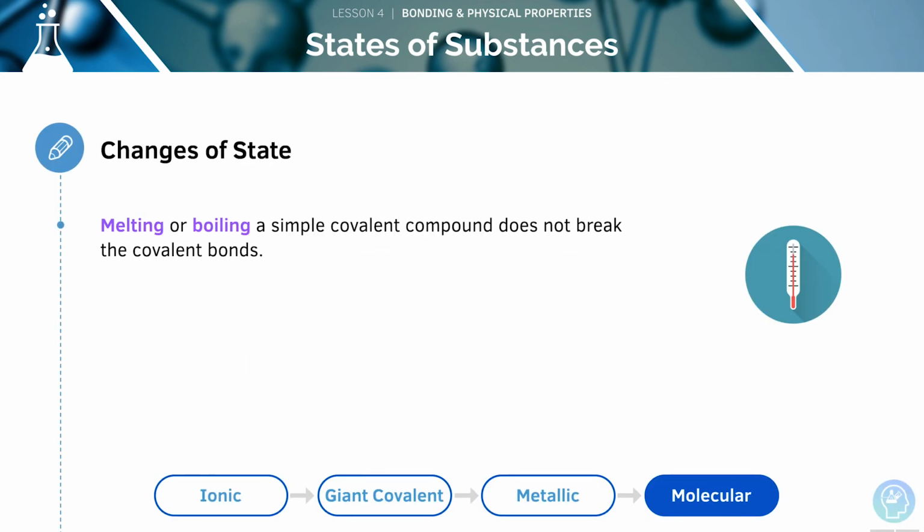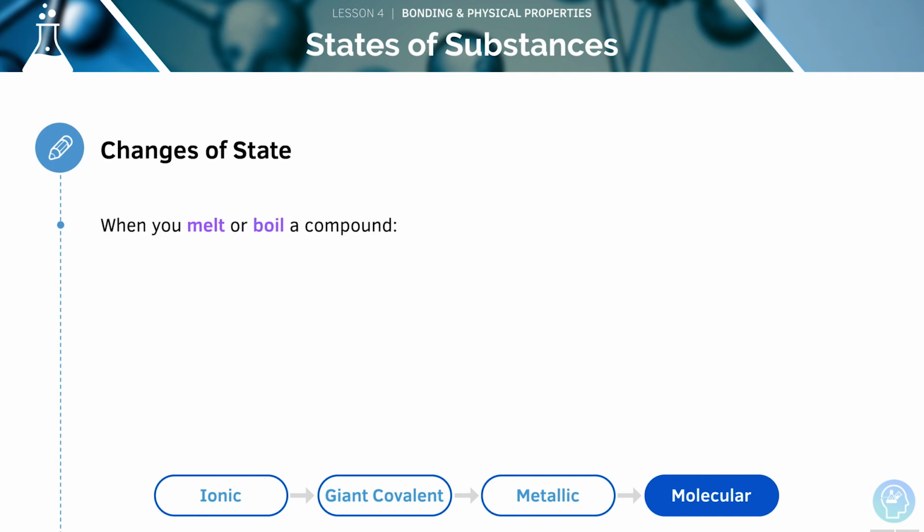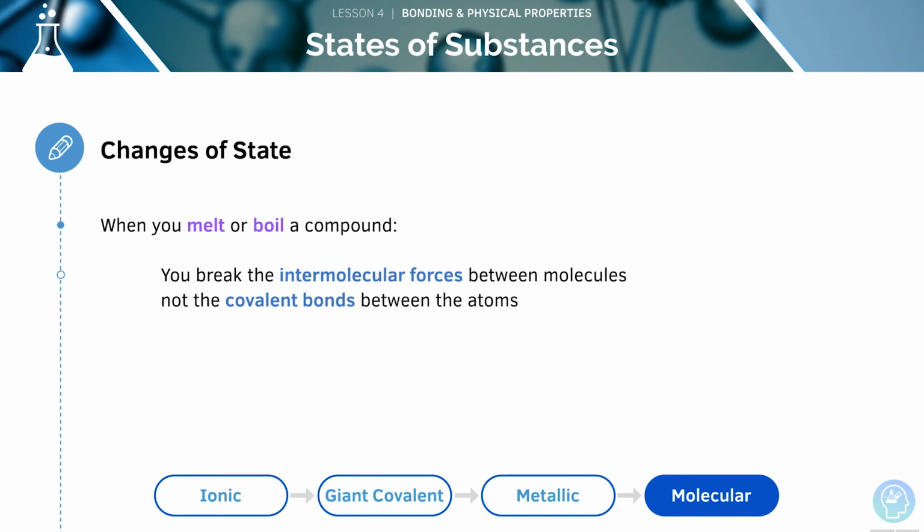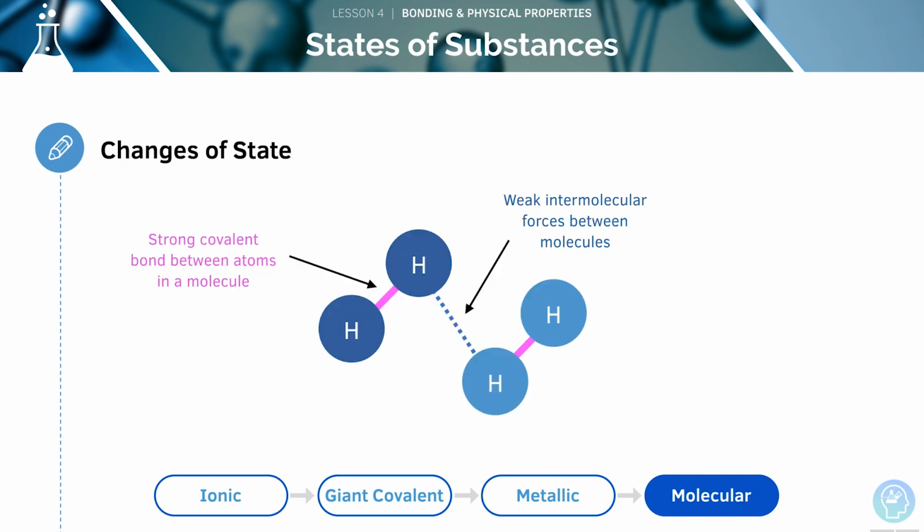Remember, melting or boiling a simple covalent compound does not break the covalent bonds. When you melt or boil a compound, you break the intermolecular forces between the molecules, and we are not breaking the covalent bonds between the atoms. Here, we can see the strong covalent bonds between the atoms in this molecule and the weak intermolecular forces between the two molecules.